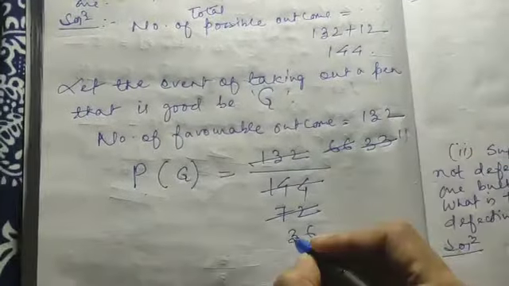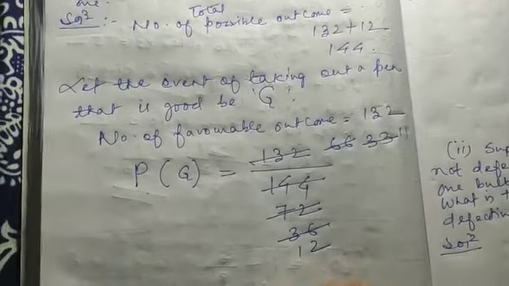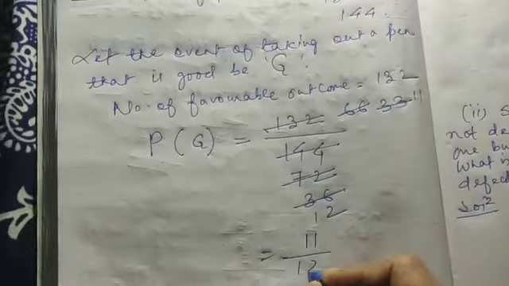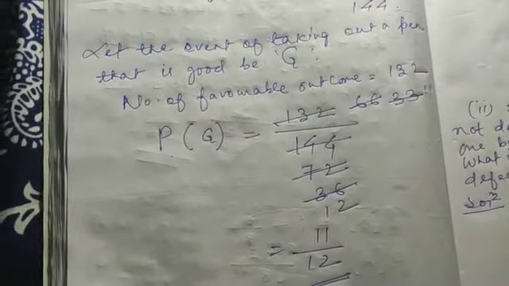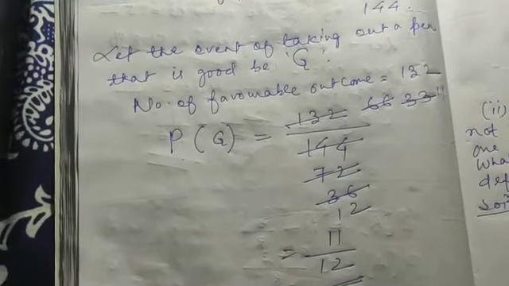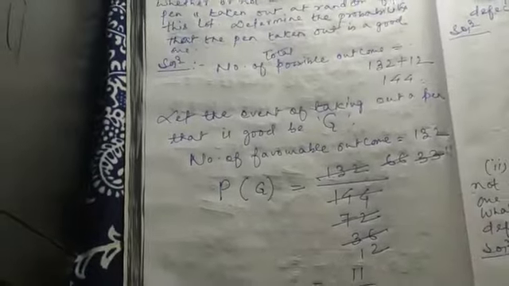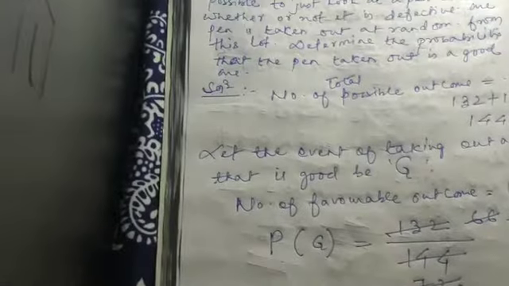3/11 and 3/12 is 1/12... So 11 by 12 is the probability of choosing a pen that is good. I hope it is clear. You have understood this sum. Let's do question number 17.